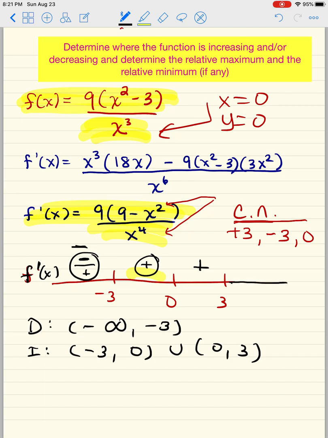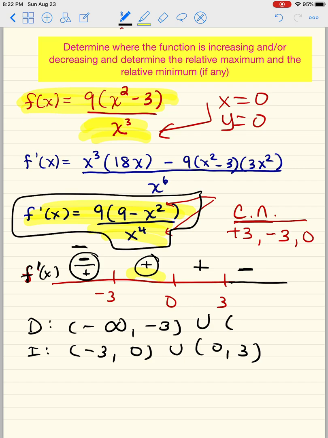Oops, and I forgot something here. Now what happens between 3 and infinity? Pick a number. We're going to pick 4. If I put 4 in there, I get a negative. Once again, you guys can pause the video and make sure that you understand this and you are doing it alone, okay? So now that I get a negative, remember that you must plug it into the derivative, okay? Not into the original function. So with that being said, it's also decreasing from 3 to infinity.